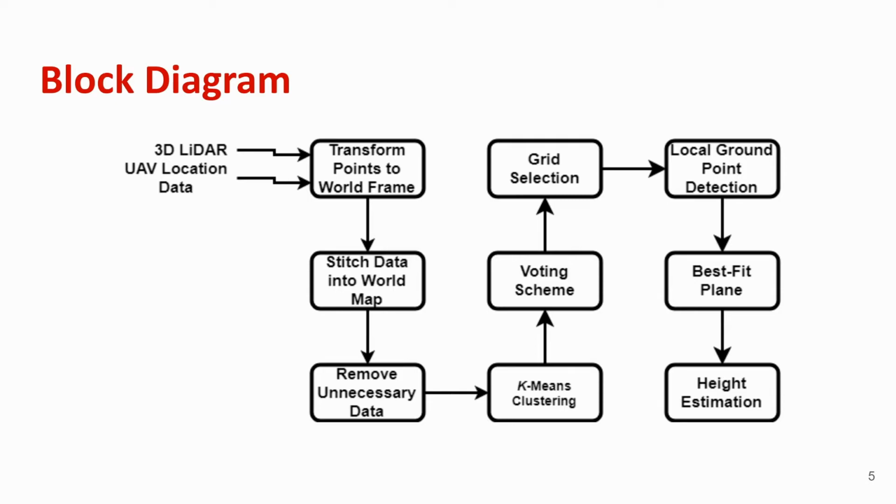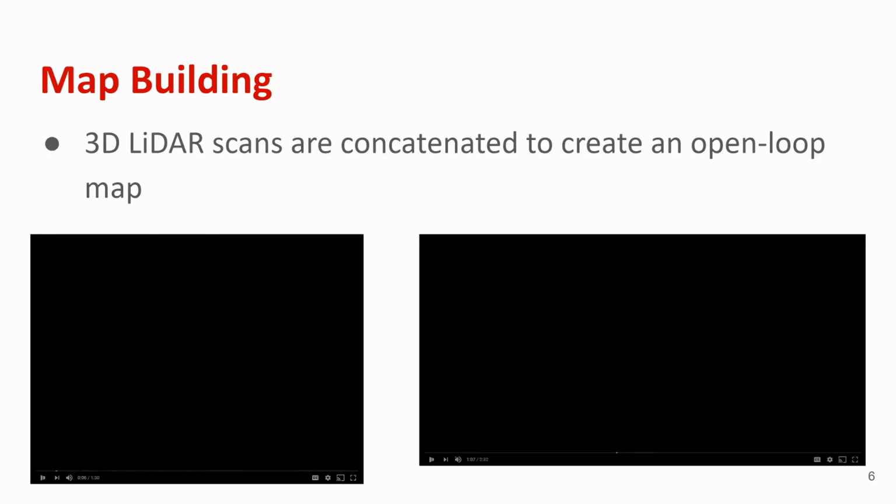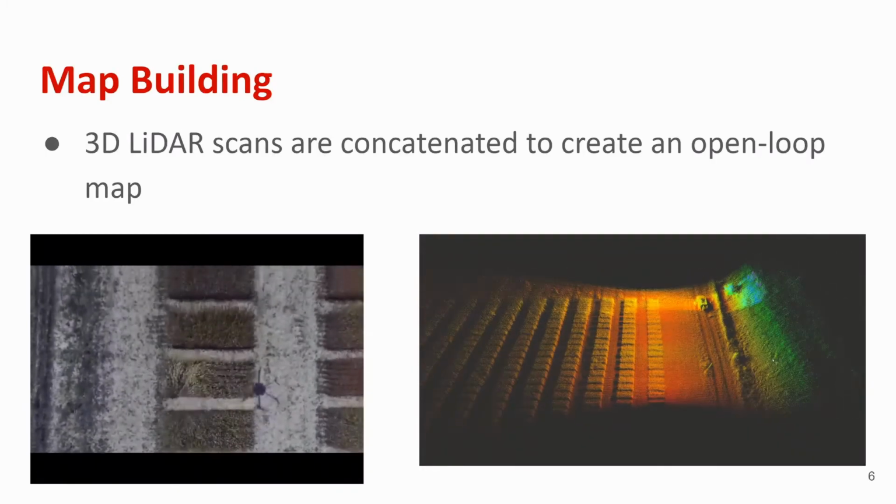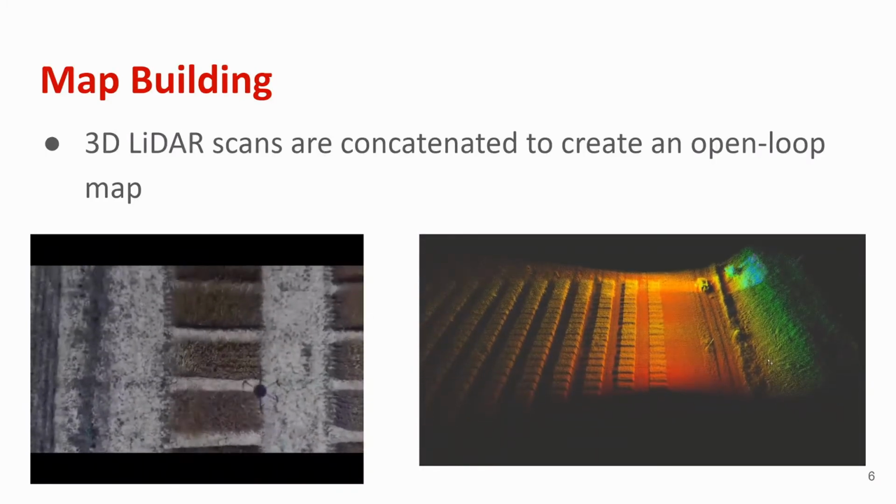Once the data has been filtered, we use the k-means clustering algorithm to determine the plot locations. With these clusters, the bounding boxes around each plot are found. Lastly, the height of each plot is estimated. Here on the left, we see the flight of the drone over a wheat field. The video on the right highlights the open loop map building.